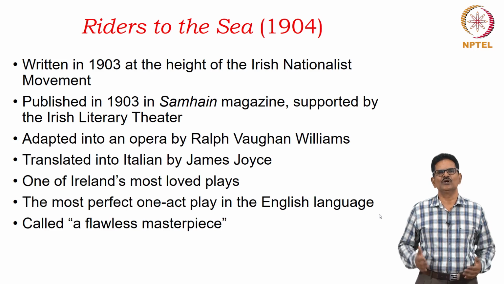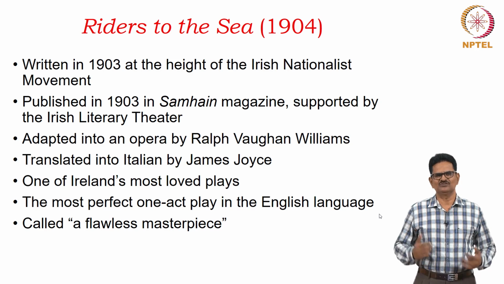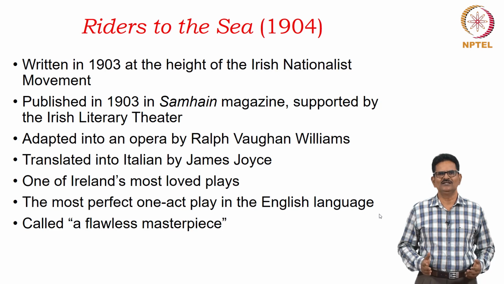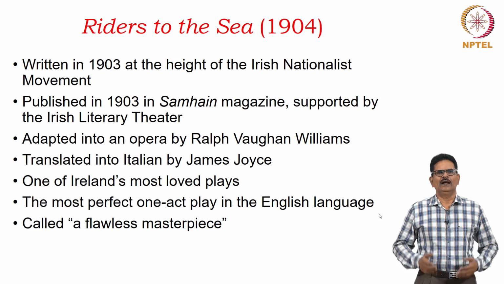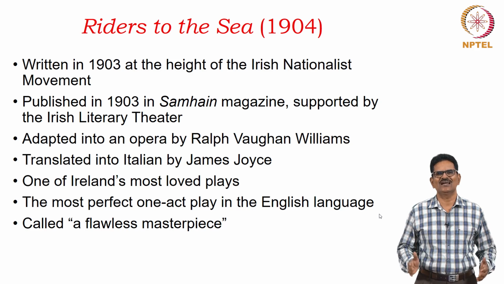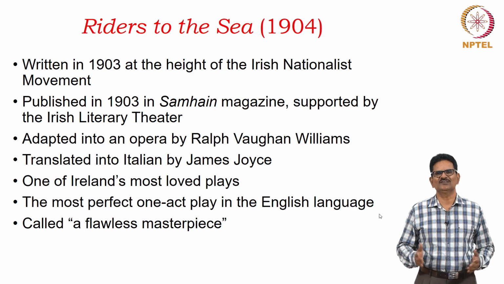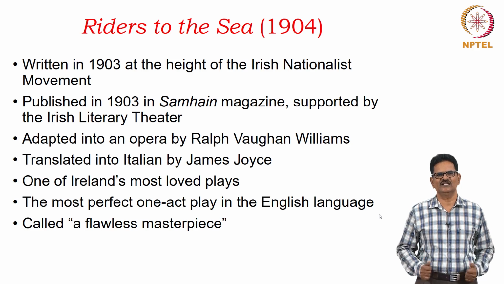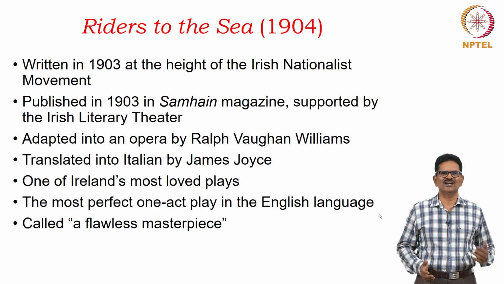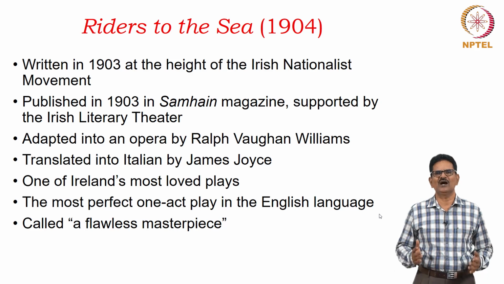Now we are going to discuss the play that we have chosen, Riders to the Sea. It is a one-act play and it was written in 1903 at the height of the Irish nationalist movement. It was originally published in 1903 in the magazine Samhain, which was supported by the Irish Literary Theatre. It was adapted into an opera by Ralph Vaughan Williams. It was also translated into Italian language by none other than James Joyce.